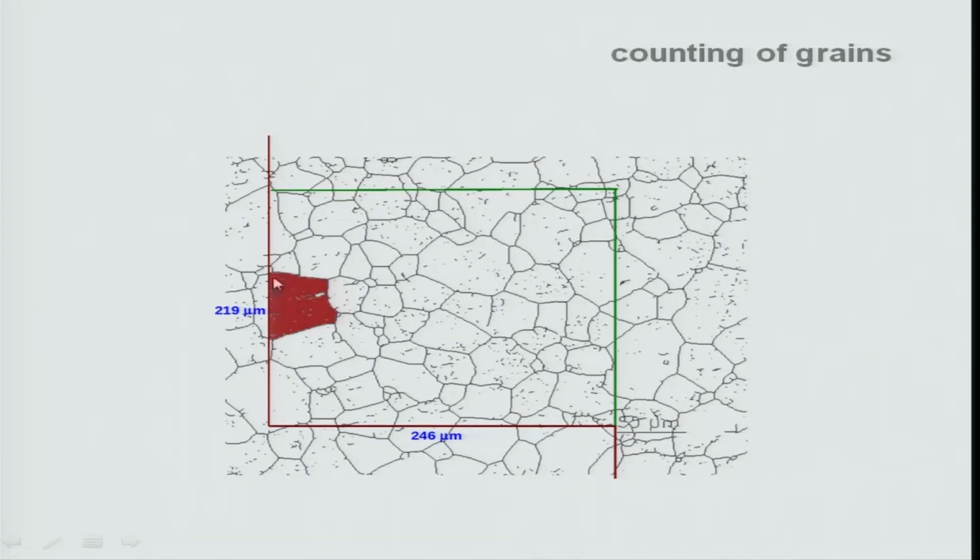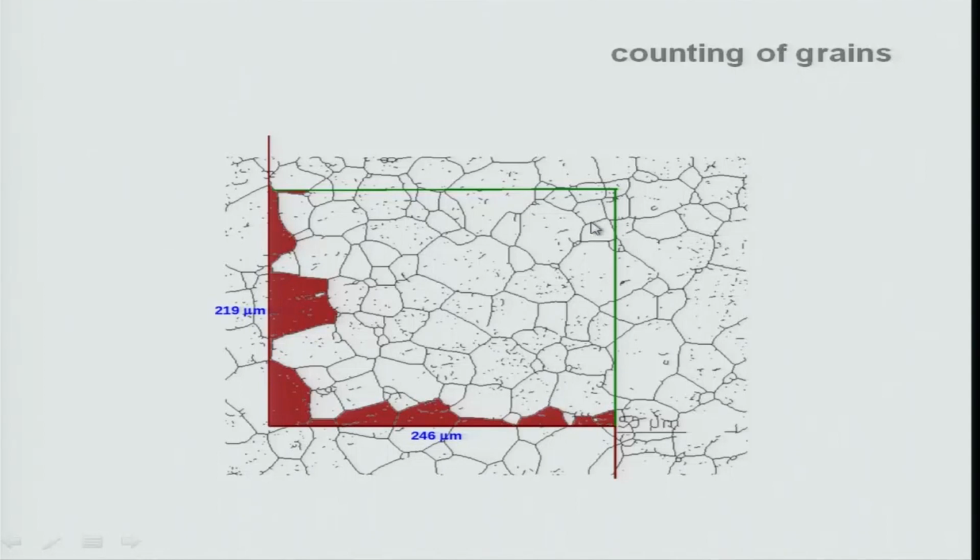So, for example, this grain intersects the red line. I have marked it as a red grain that I am not going to consider in my count. Similarly, there is another red grain and yet another one. And here is a grain which intersects both the green and the red, but since it is intersecting the red, we will ignore it in the count. So, all of these grains would be ignored in the count.